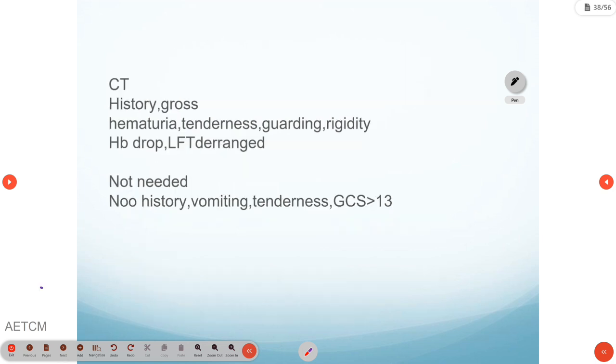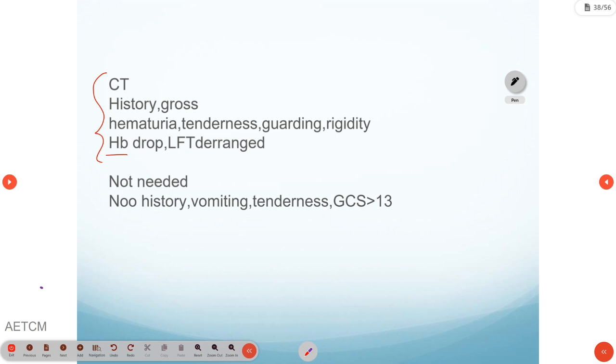Then coming to the indications of CT, if the child has a clear-cut history of abdominal injury, that is, if the child has a fall hitting her abdomen, then we can proceed with the CT. Otherwise, if the child presents with tenderness, guarding, rigidity, if there is gross hematuria, if on serial evaluation there is an HB drop, or if the LFTs are deranged, because if there is a hepatic injury, then your LFTs will also be deranged. So in these cases, we'll directly go ahead with the CT.